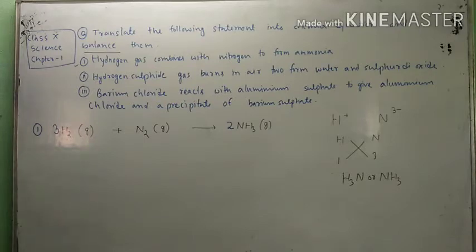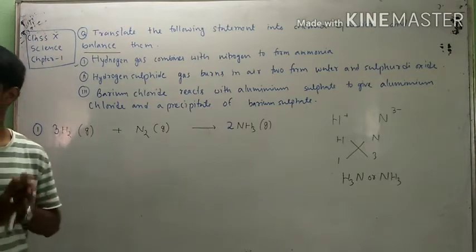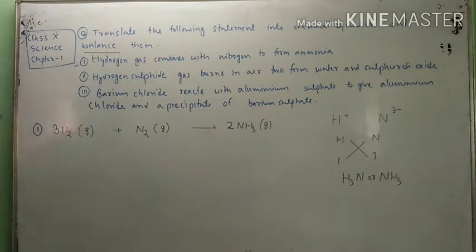What do you have to do? First you have to put the reactants and products. Then we have to see whether the number of atoms in reactants and products are balanced or not. If they are balanced, then it is done. If they are not balanced, then we have to balance them. Okay. So now see question number 2.